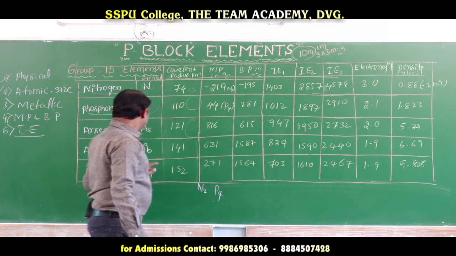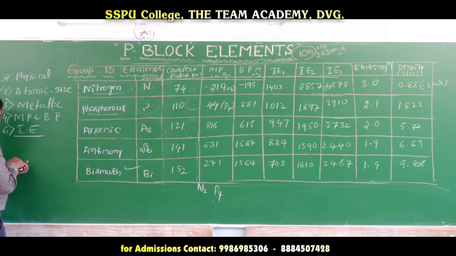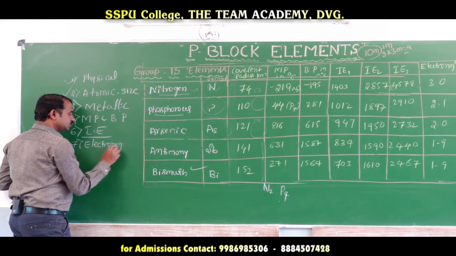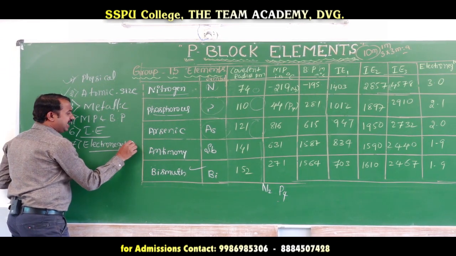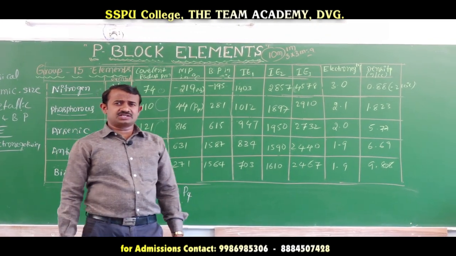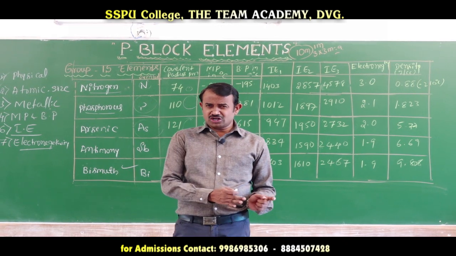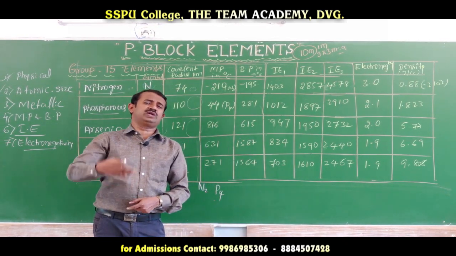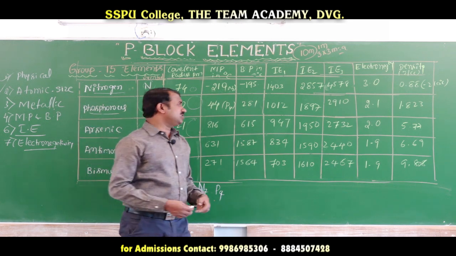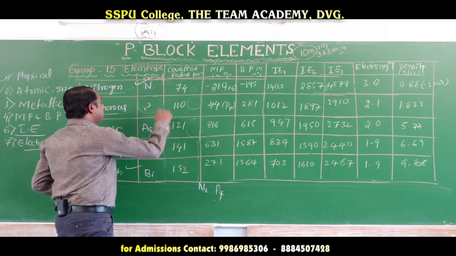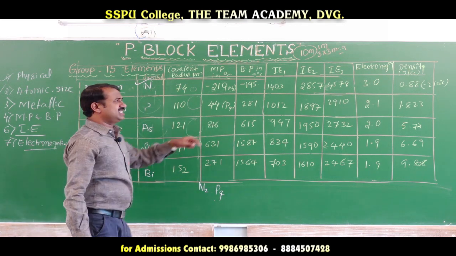Next we will go for electronegativity. Next one, the seventh one, is electronegativity. Fluorine has the highest electronegativity in the periodic table. Going downwards from fluorine, chlorine, bromine, it decreases in order. Here also nitrogen has the highest value, and going downwards it decreases.